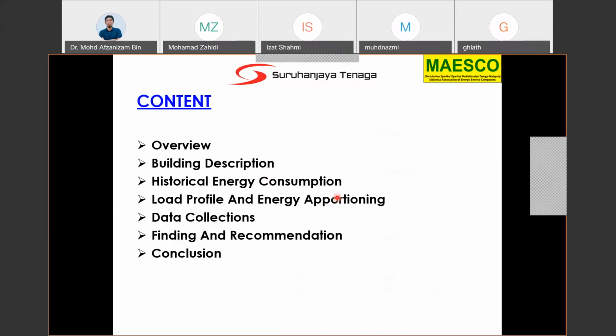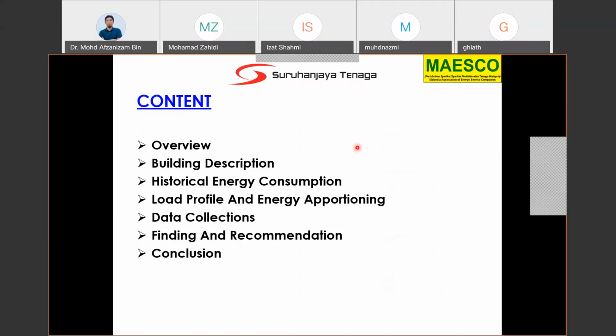Or else maybe to show the drastic improvement that will be approached or even proposed in the organization. So the historical energy consumption is quite critical, I would say must have in whichever report for the energy audit, as part of a tangible comparison, okay, tangible comparison before and after improvement.